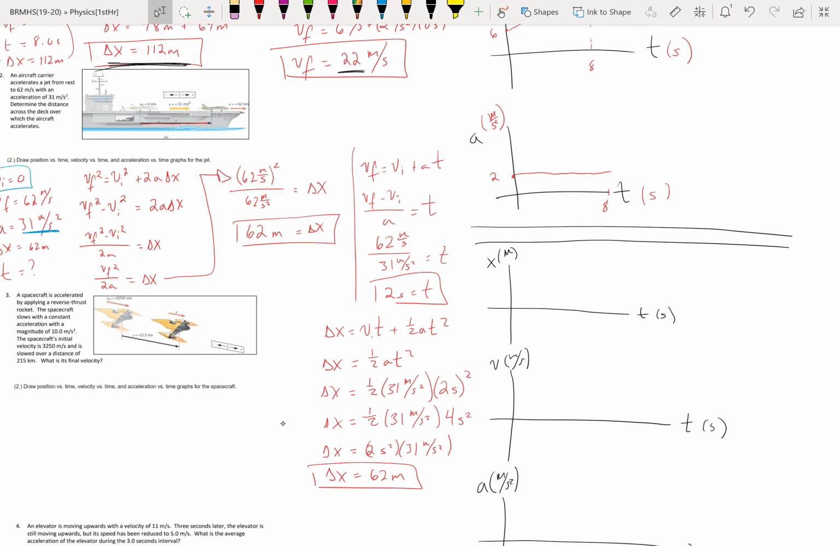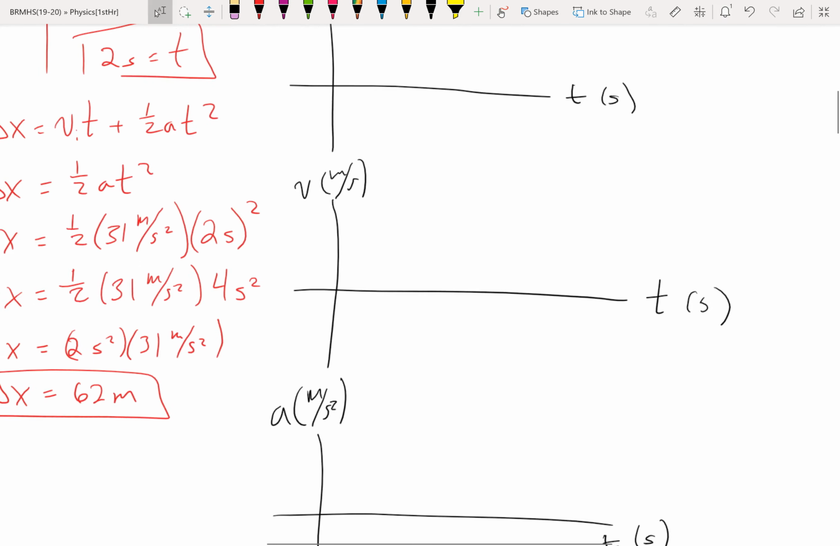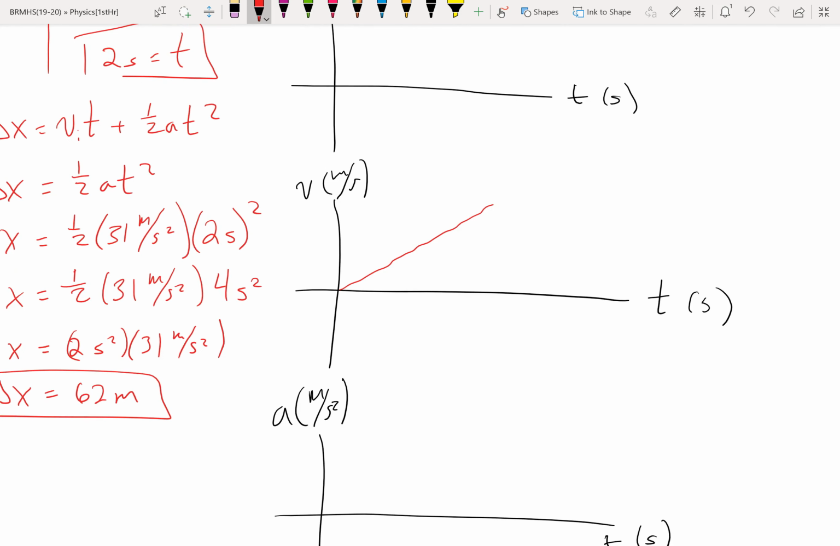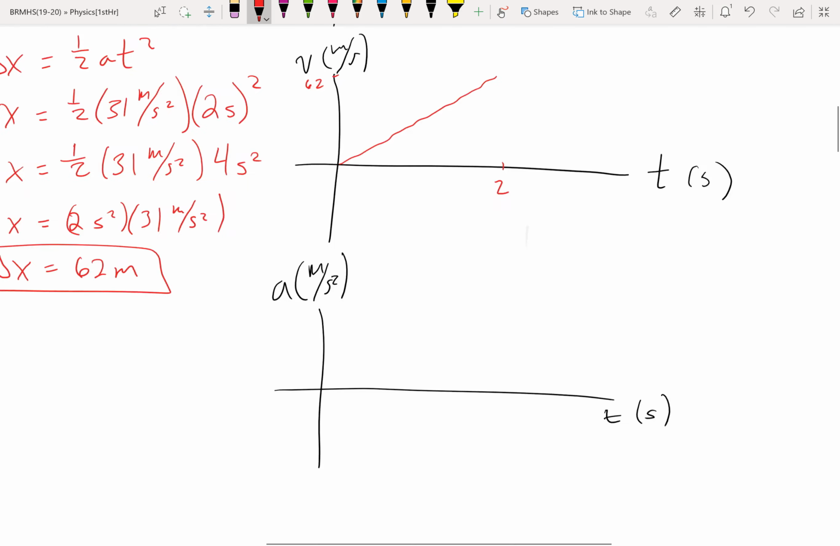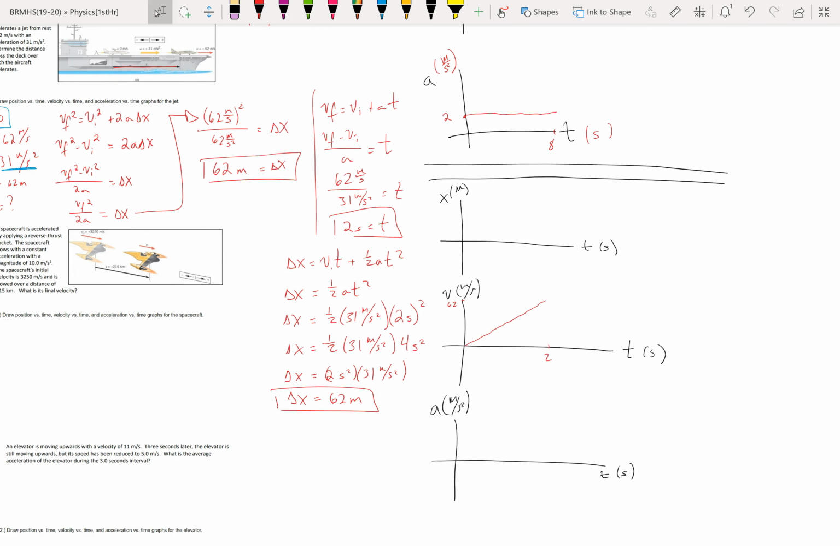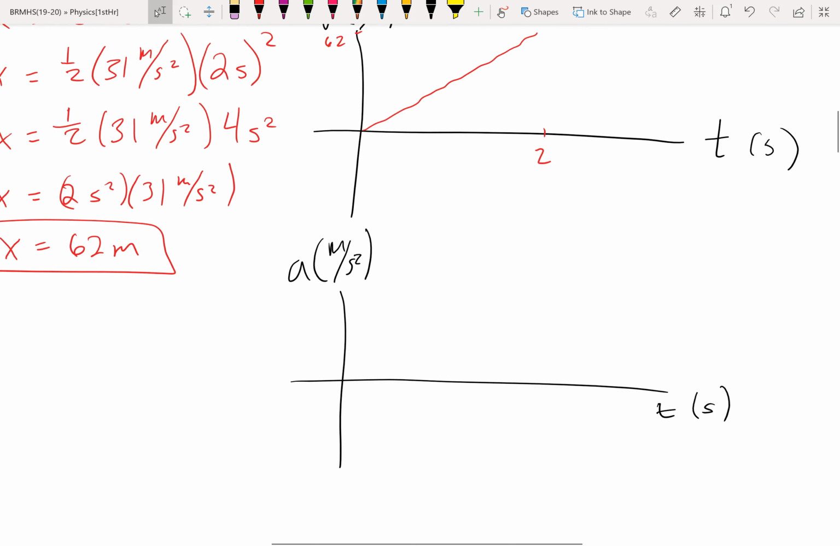the jet. Initial velocity is 0. We'll do velocity first, up to 62 meters per second. So there's 62, right there. We know it takes 2 seconds. Very good. Okay. Acceleration was also given, right? 31. We're calling to the right the positive direction, so there's 31.